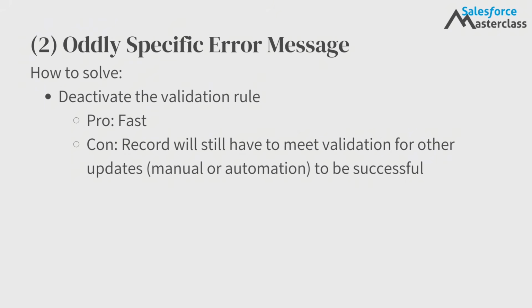There are 3 options for solving this issue. Number 1, deactivate the validation rule and reload the failed data. This is a fast and easy way to get around this issue and mark your data load as complete. However, this validation rule will continue to prevent these records from being updated, whether it's manually or via automation, until the record meets the requirements.